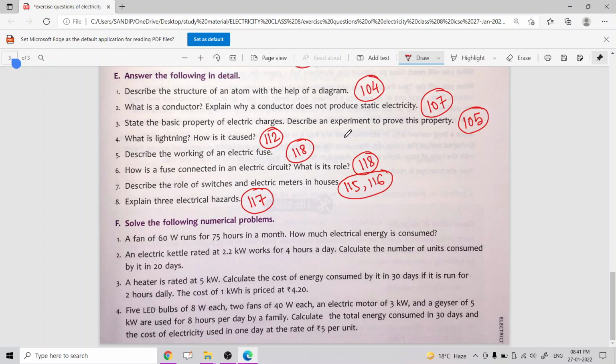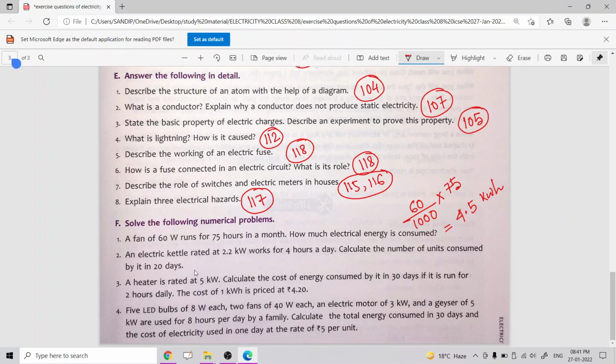Now the first one is, a fan of 60 watt runs for 75 hours in a month, then how much electrical energy? Electrical energy means kilowatt into hour. So 60 watt means 60 by 1000 kilowatt into hours, that is 75 hours in a month. So this is the first answer, you will get 4.5 kilowatt hour.